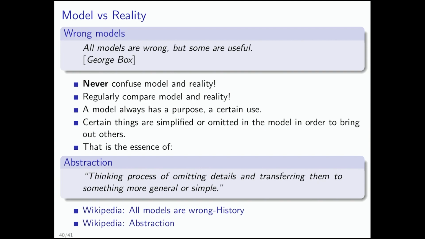So a model always has a purpose, a certain use. Certain things are simplified or omitted in the model in order to focus on other features of the model. And that's the essence of abstraction. So that's a thinking process of omitting details and transferring them to something more general or simple.